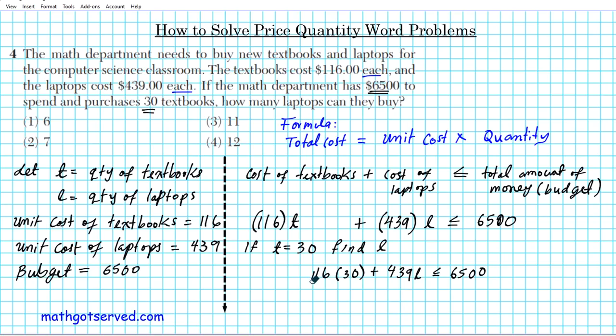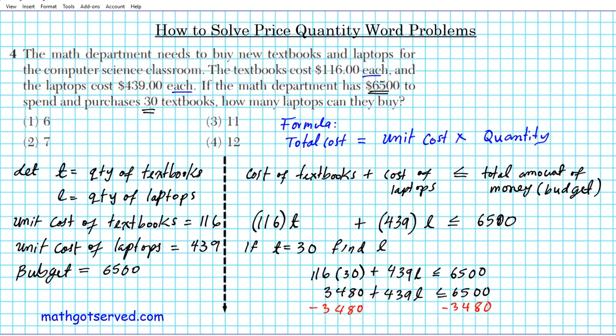Okay, so multiply 116 by 30. You can do that in your calculator. You get 3,480 plus 439L is less than or equal to 6,500. We're then going to subtract 3,480 from both sides and then divide by 439. All right, let's do it. So subtract 3,480 from both sides.